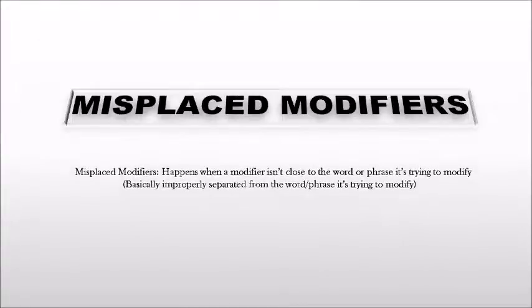All right, so now we're going to discuss some misplaced modifiers. Again, I spoke on this a little bit briefly earlier, simply because this is another subject that is brought up oftentimes when you talk about dangling modifiers. So misplaced modifiers happen when a modifier isn't close to the word or phrase it's trying to modify, basically improperly separated from the word or phrase it's trying to modify.